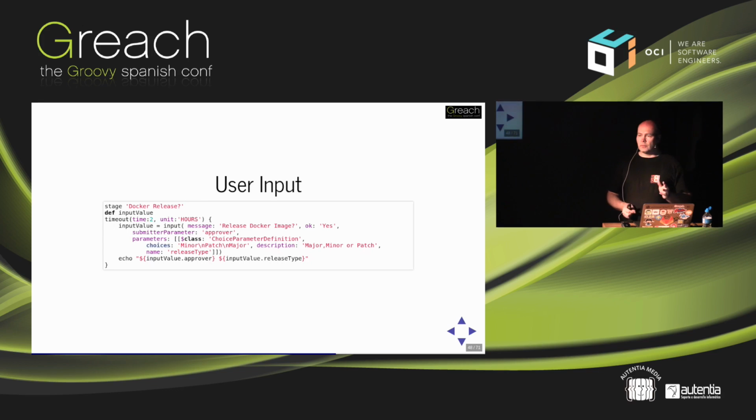The input plugin for Jenkins has luckily been updated recently, so that now you can also get who approved it as part of this. Up until recently, you couldn't, in any sensible way, get that information. But now, if you define that you want the submitter parameter, then you can get that information.